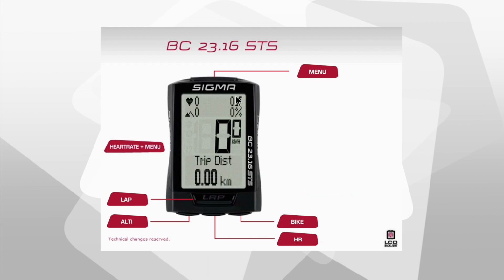Press and hold the menu button to open the settings. Use the bike and ALTI buttons to scroll left and right between the activities, statistics, total values, and settings menus. Press the menu button to open the activities menu. You can now view the training data stored for the rides you have already completed.